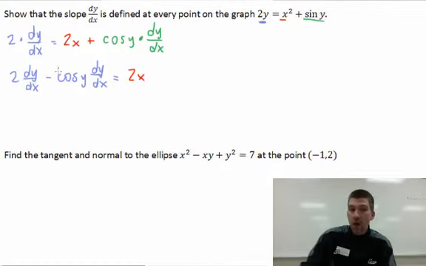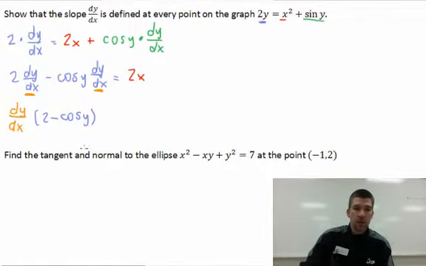I've got all the dy dx's together on one side. So guess what I can factor out of both pieces? You guessed it, dy dx. So now this is kind of like an algebra problem of old. So I have dy dx times 2 minus cosine y, and that's going to be equal to 2x.